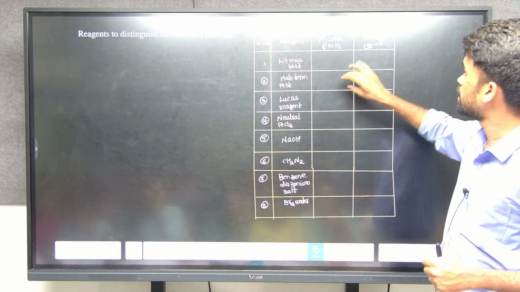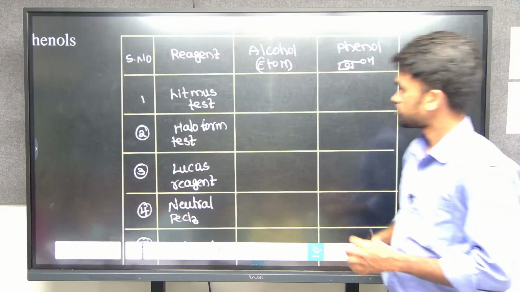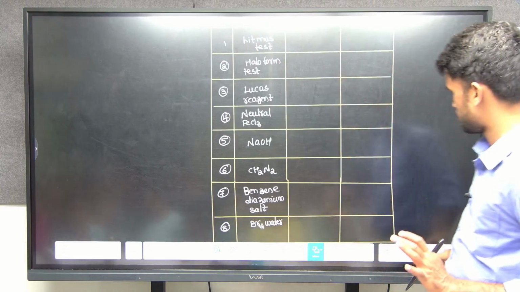Okay, see here, this is the distinguishing table for alcohols and phenols again. We'll come back to this table in a while.